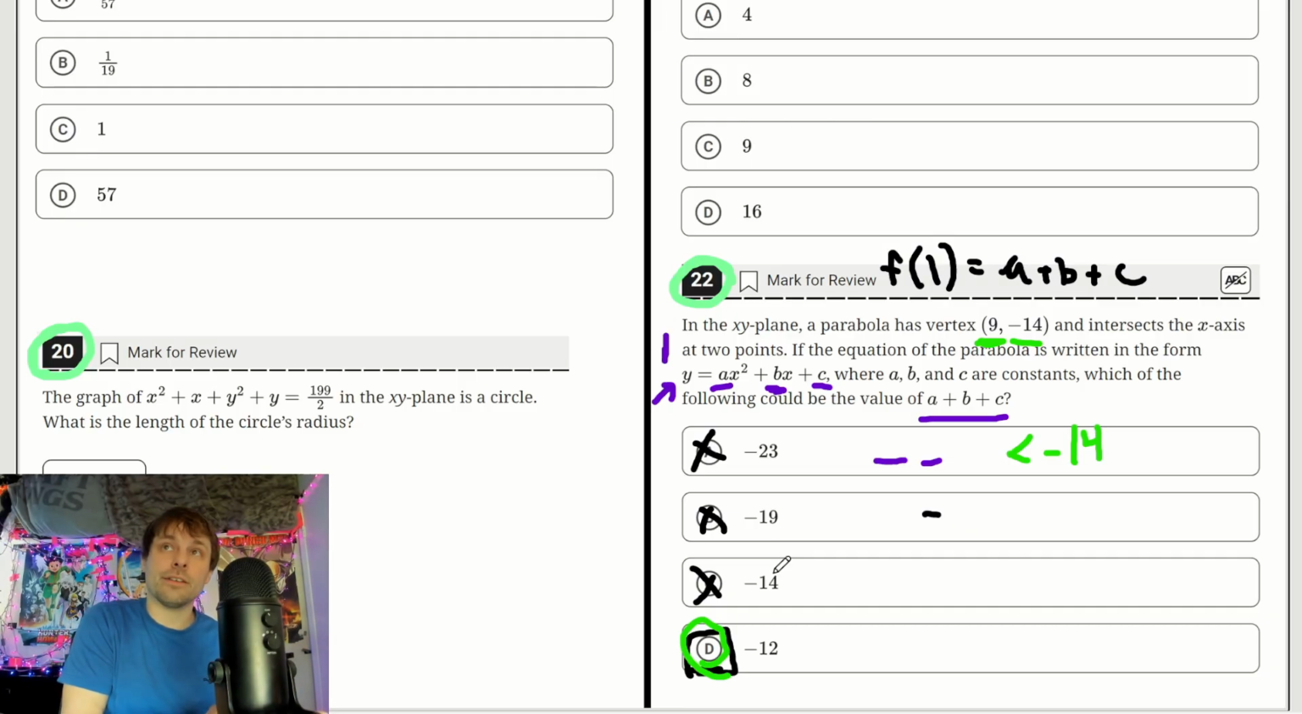When x is 9, we get negative 14. When x is anything other than 9, it's going to be greater than negative 14. And our only answer choice for that is going to be D. A little bit of a shortcut. Always try that, like f of 1, see if there's a little shortcut like that. If not, we know how to do it by hand. And that's it for number 22.